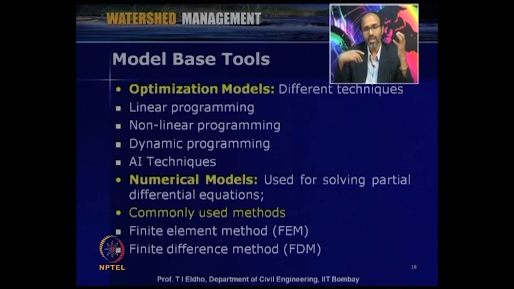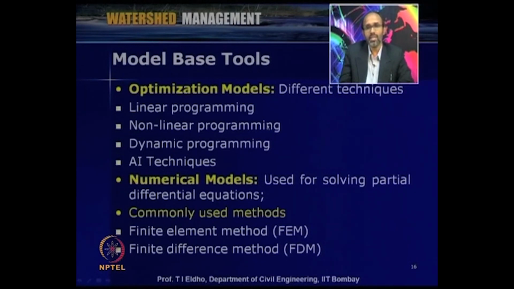Say for example, if the objective function and the constraints are linear in nature, then we can go for linear programming, and if the constraints or the objective function are non-linear, we can go for non-linear programming. If it is stage-wise, then we can go for dynamic programming. Depending upon the data and the problem, we can also go for artificial intelligence techniques like genetic algorithm. Then there are other types of model-based tools like numerical models.